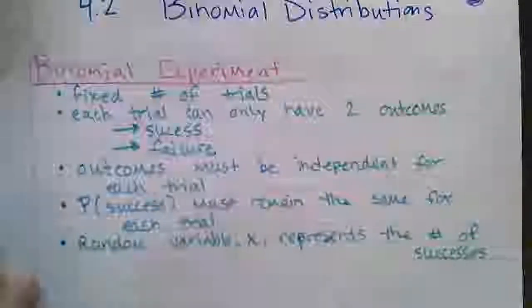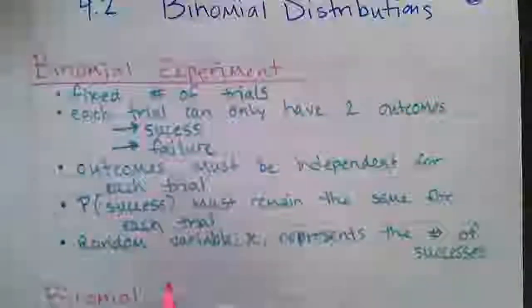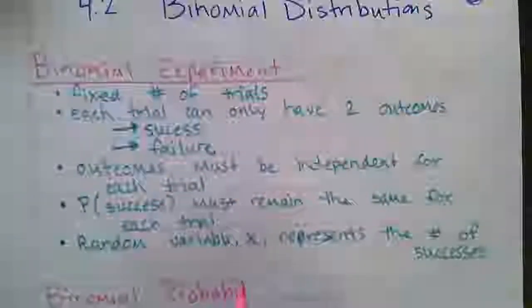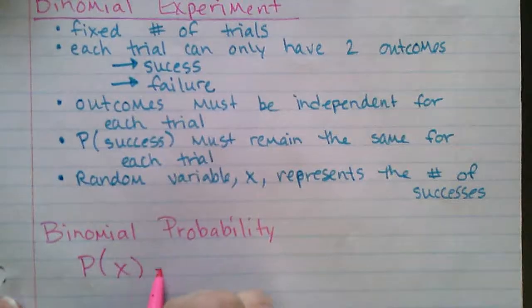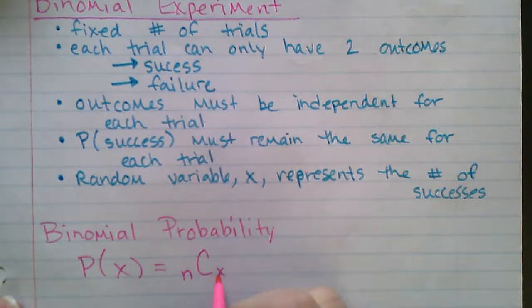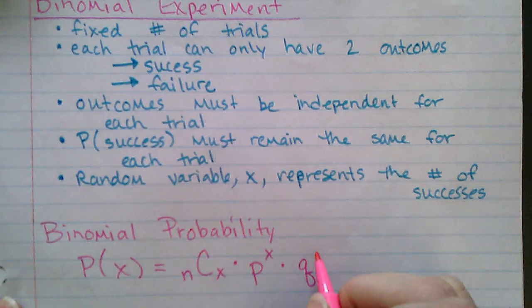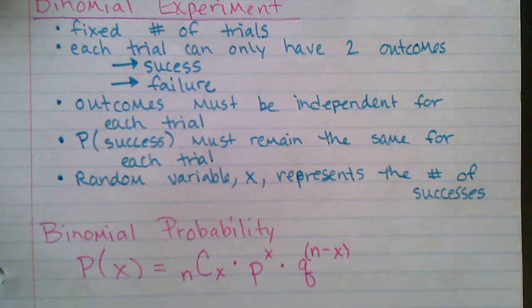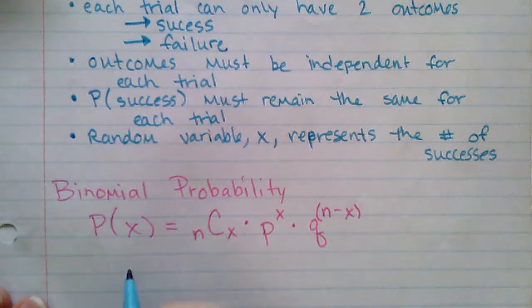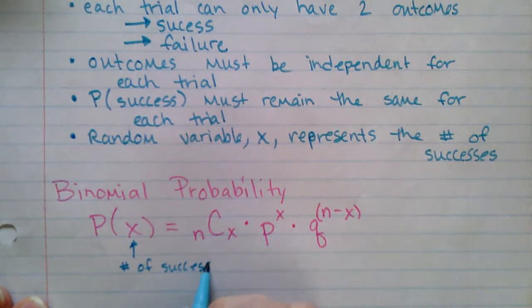So we have a formula for binomial probability. Binomial probability, the formula is P of x equals nCx times p to the x times q to the n minus x. So I'm going to talk about what each part of this formula means. P, of course, means probability. X is the number of successes.